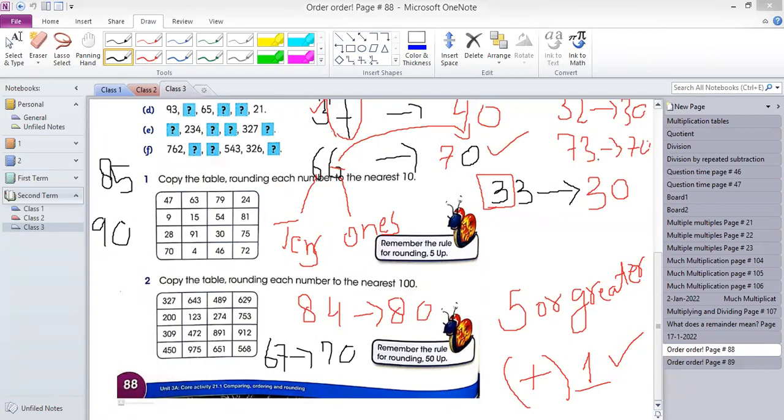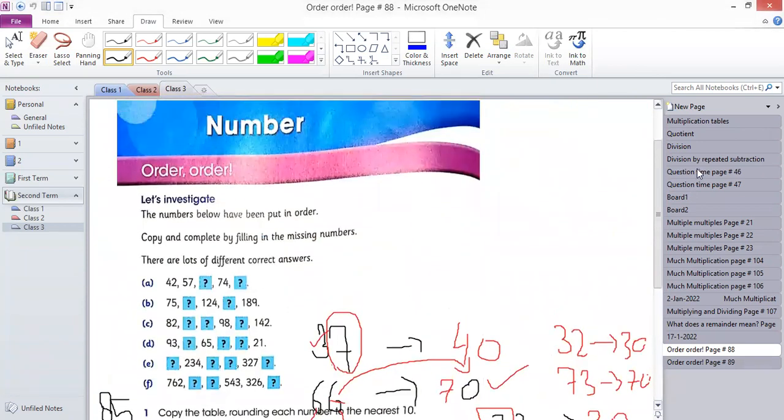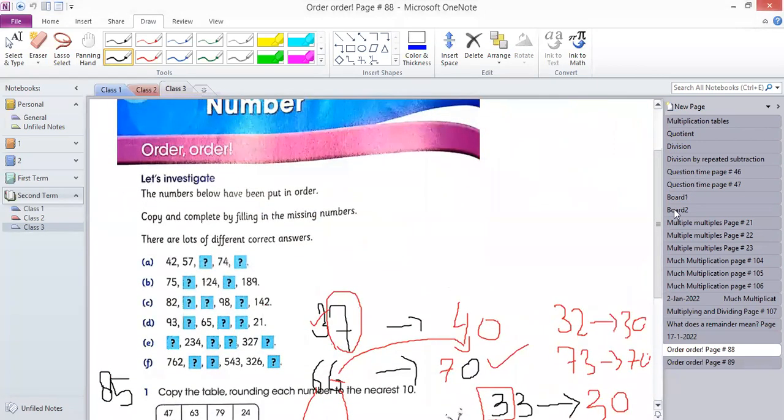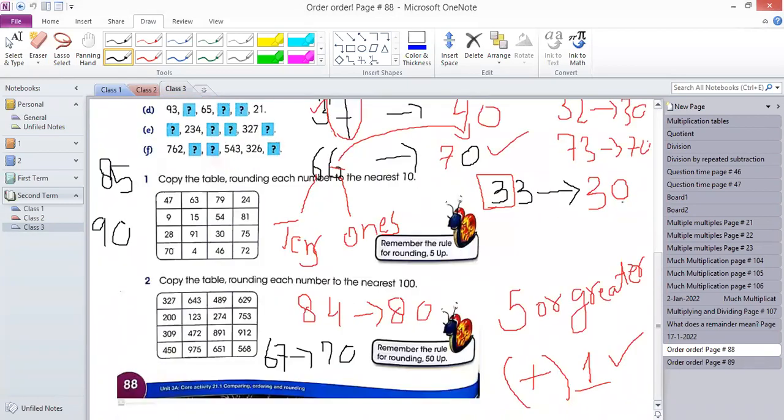The topic which we are studying is rounding to the nearest 10 and rounding to the nearest 100. In that topic, we completed question number 1, rounding to the nearest 10. So today we will discuss how to round off a number to the nearest 10, then how to round off a number to the nearest 100, and we will do some work related to question number 2. Question number 2 we will complete in the notebook.